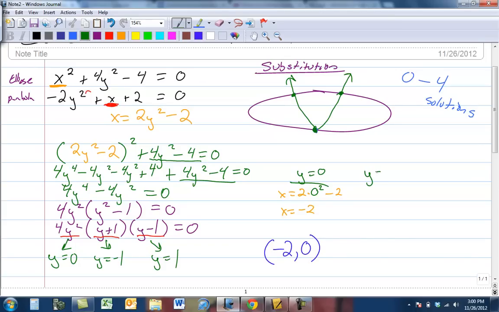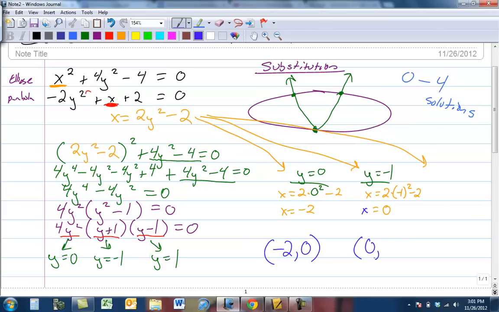What about when y is equal to -1? When y is equal to -1, we said that x equals 2 times (-1) squared minus 2. Remember, we're using this here for both of these, and for the third one when it comes up. (-1) squared is 1, times 2 is 2, minus 2 is 0. So that means our other intersection point is the point (0, -1).